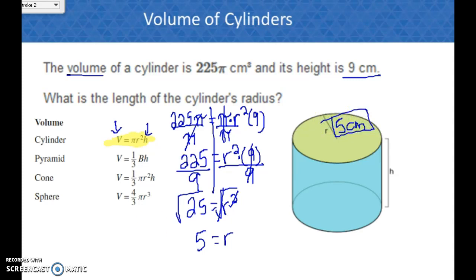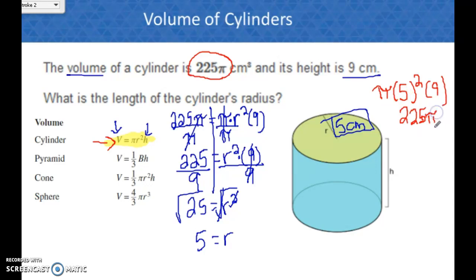And y'all, if you wanted to check that, or let's say that this test question was multiple choice, you can always check it by plugging it back into the volume formula. So we know this is what it's supposed to equal. So we could do pi times the radius, which we said was 5, squared times 9. And we can multiply that in our calculator, 5 squared times 9, and we get 225 pi, which is what the volume was supposed to be.